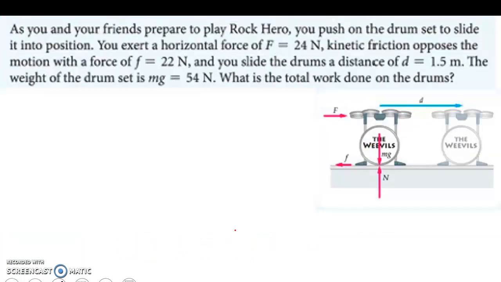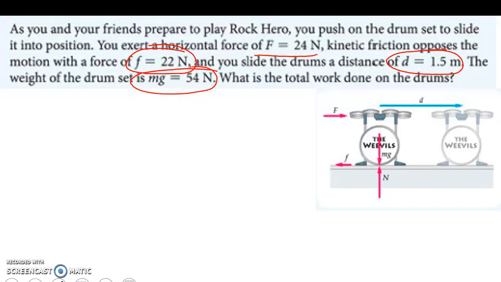Okay, lastly, we're going to play this game called Rock Hero, obviously a made up game. We're pushing the drum set to slide it into position. We're exerting a horizontal force of 24 newtons. Kinetic friction opposes the motion with a force of 22 newtons. We slide the drums a distance of 1.5 meters. The weight of the drum set is 54 newtons. What is the total work done on the drums?